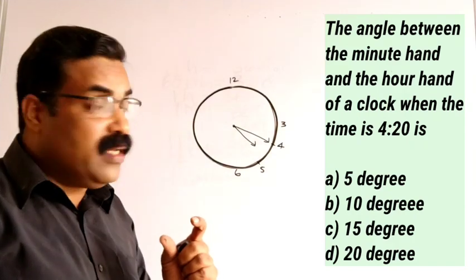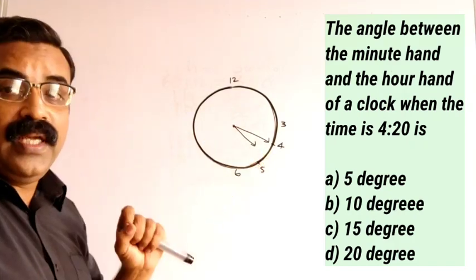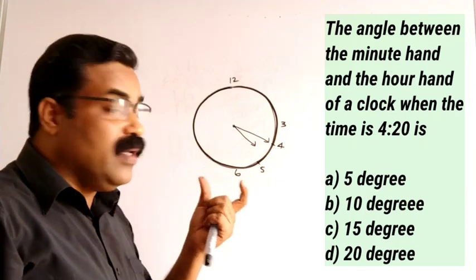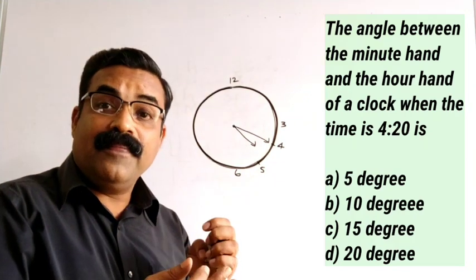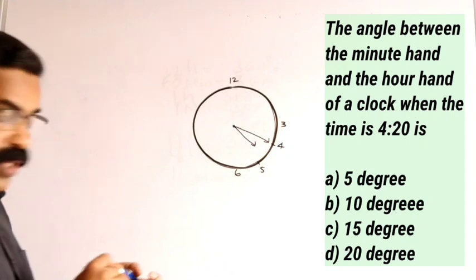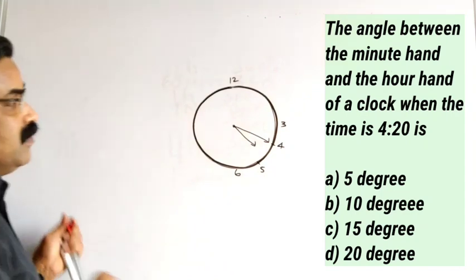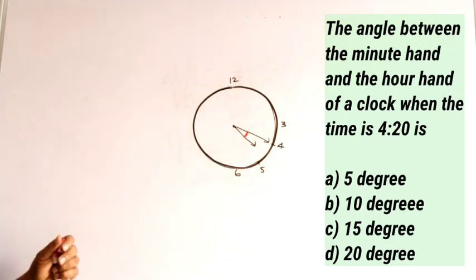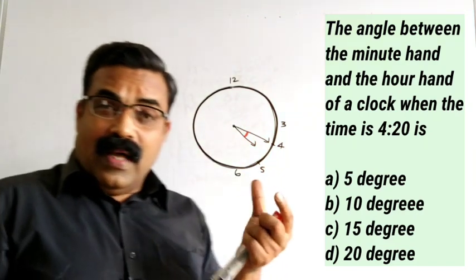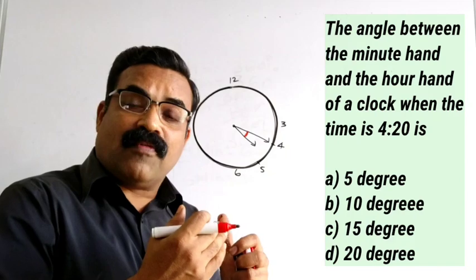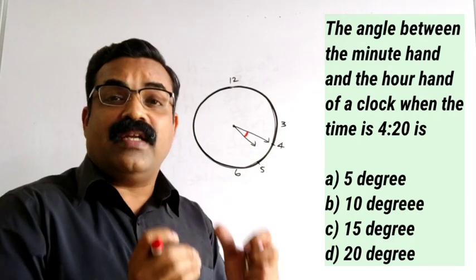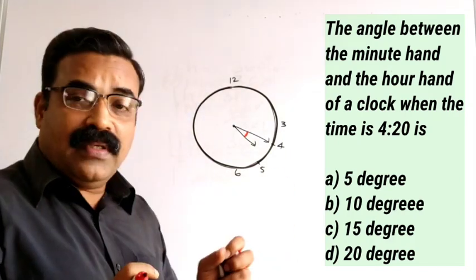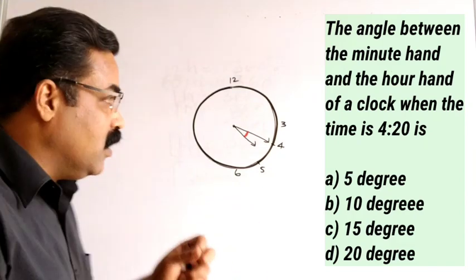What is given in the question? When the time is 4:20, what is the angle between the minute hand and the hour hand? So we need to find out this angle between the hour hand and the minute hand. That is the question. I am telling you how to solve these types of questions very quickly. Within seconds you can find out the answer. So that method is what we are going to use now.